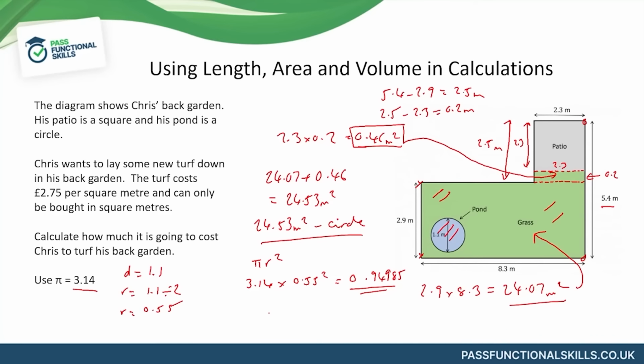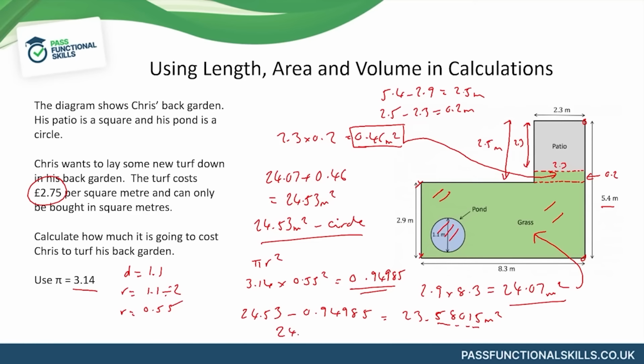So we need to subtract that from the 24.53. So 24.53 take away 0.94985, and that comes to 23.58015 square metres. Now we know it's £2.75 per square metre, and we can only buy a full square metre at a time. So we're going to have to round that to 24 square metres, not because it's closer to 24 than 23, but just because it's slightly more than 23. 23 square metres will not be enough coverage, there'll be this bit uncovered, so that's why even if it was 23.005 for example, we'd still need 24 square metres.